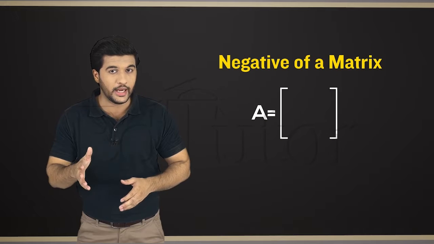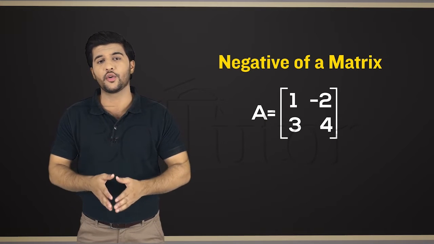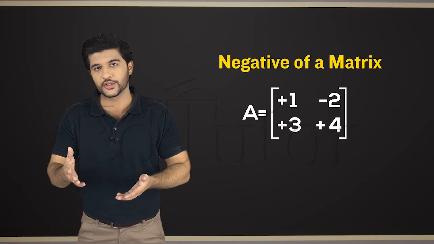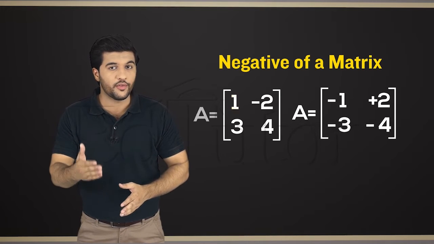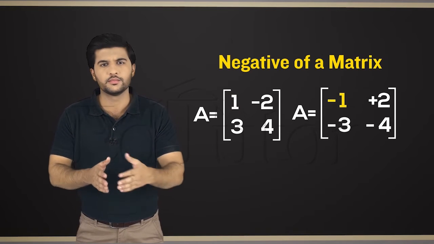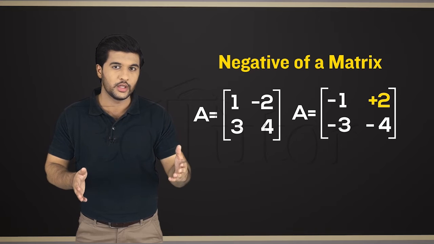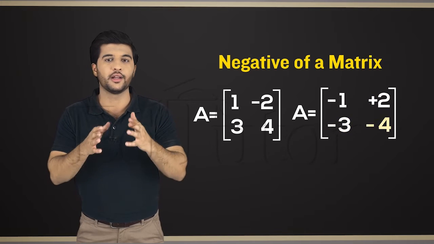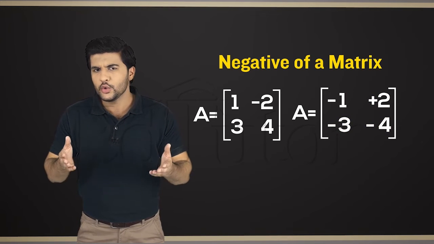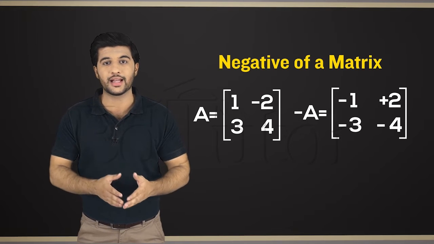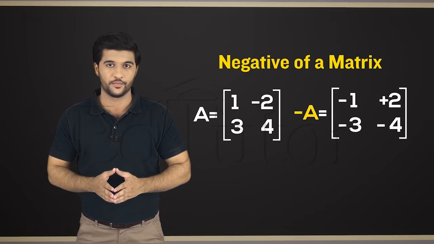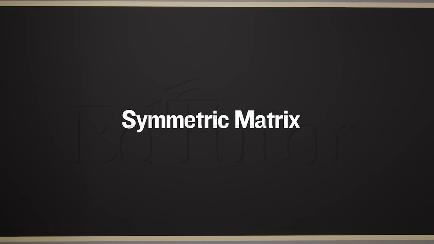Take a matrix A and just change the signs of all the entries from positive to negative and negative to positive. 1 becomes -1, -2 becomes 2, then -3 and -4. What you got is the negative of matrix A, and it is denoted as -A. Now for the next type.